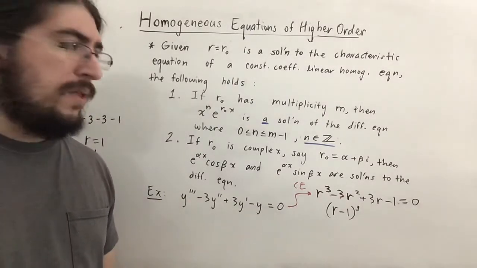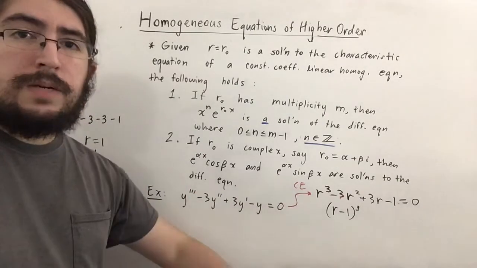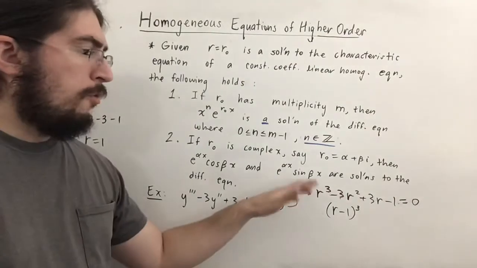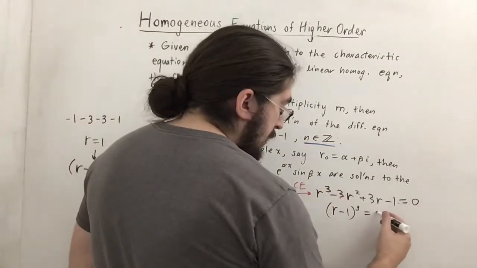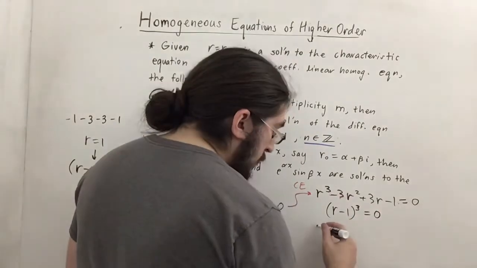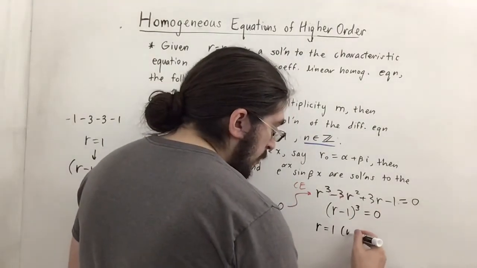I don't have space to show that. We'll actually see something similar in the next example, but for right now, just take my word for it that this is indeed the case. And since the power here is 3, then that means r equals 1 is a solution with multiplicity 3.